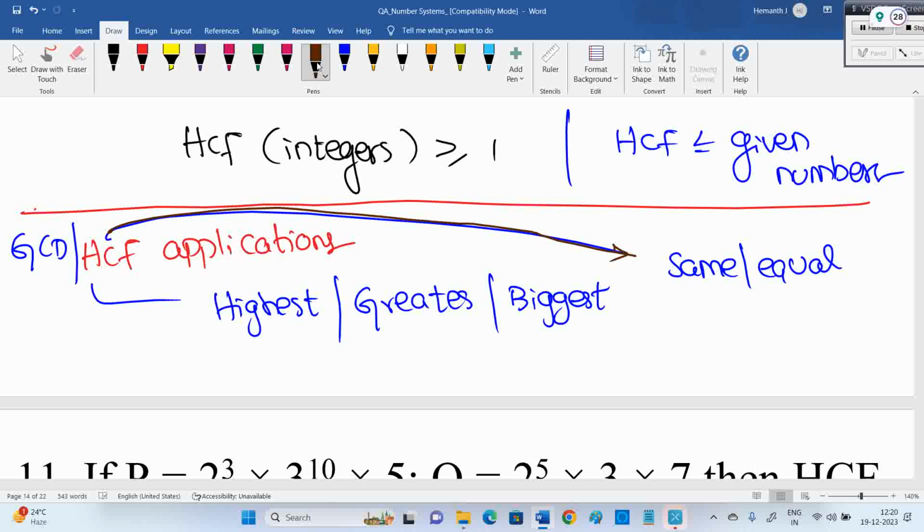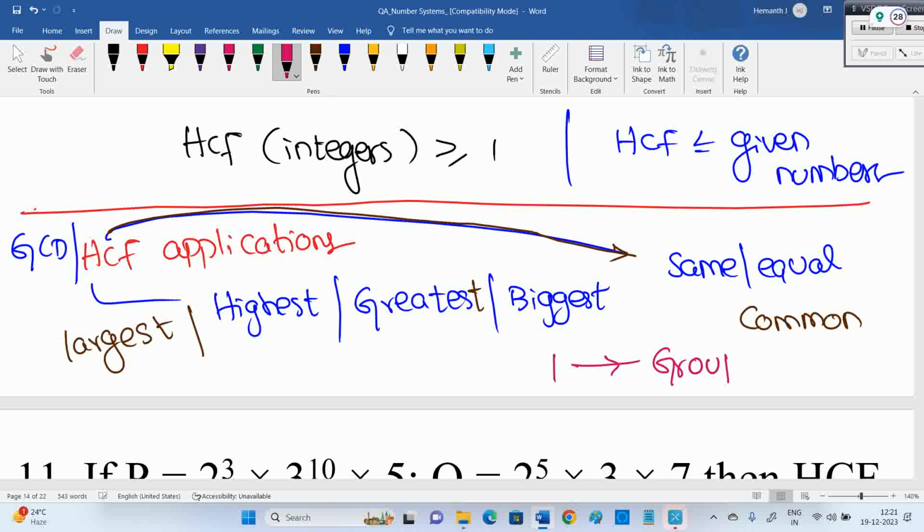They may not ask you to find HCF directly. In questions, they may say greatest of, and you have to see the word same or equal, common. When there is same or equal or common, with greatest, highest, biggest, largest, then you think about HCF. And already we know HCF is like one person attacking the group, like a hero.